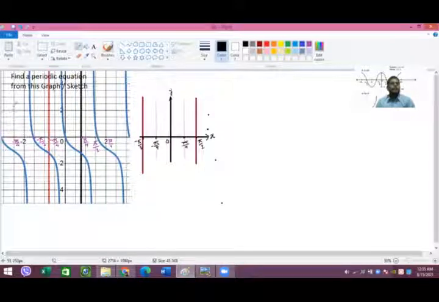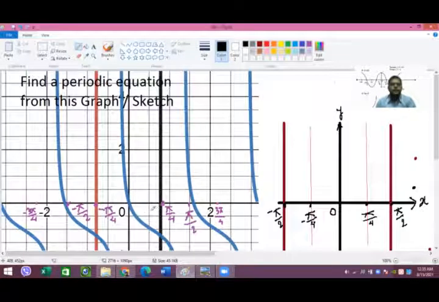So let's now see how to find a periodic equation from the given graph here. You can see that this is a graph. This graph looks as if it is of tan x or negative tan x, for example.